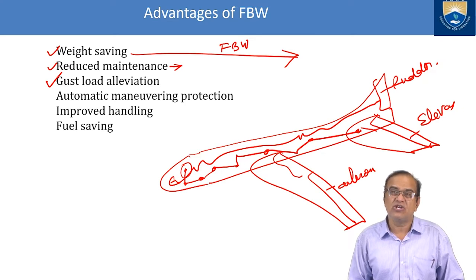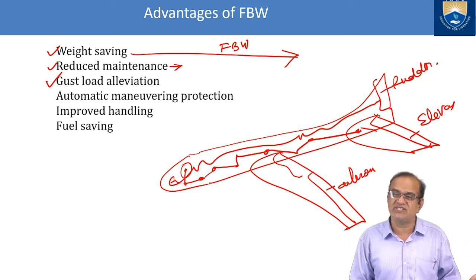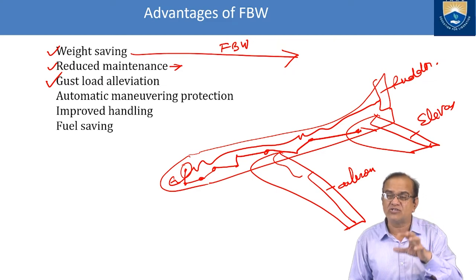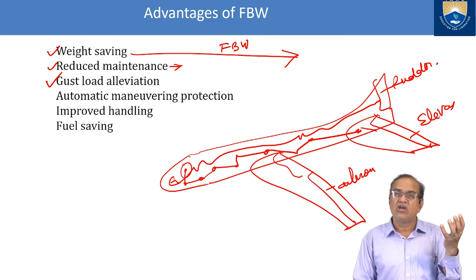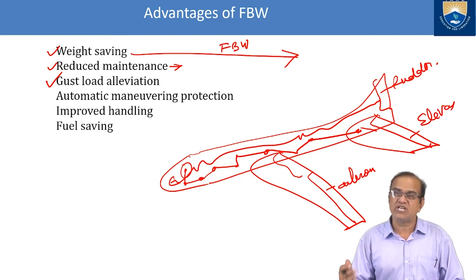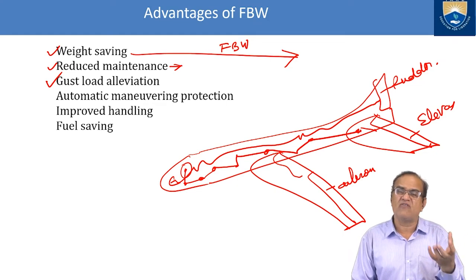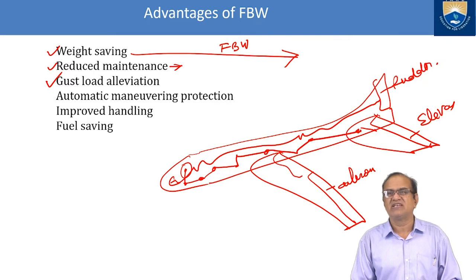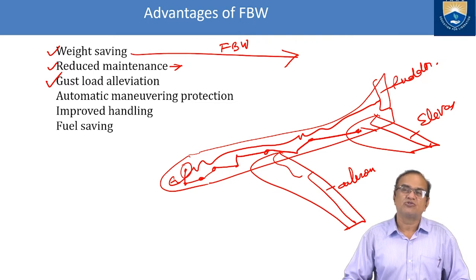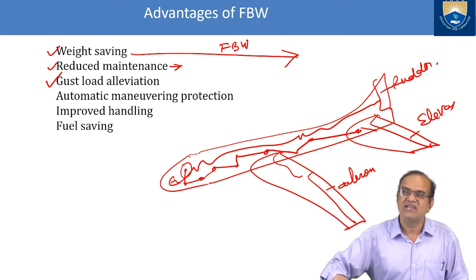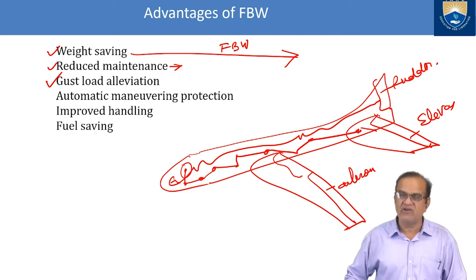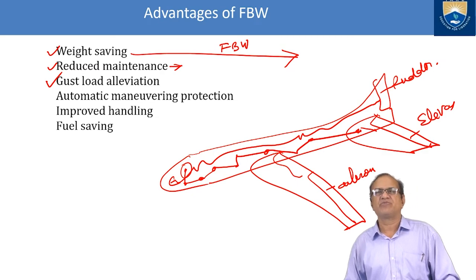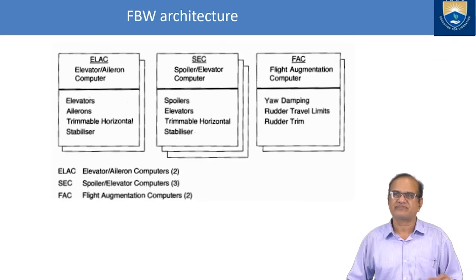Fuel saving: as you know, the weight is reduced, the size of the engine is reduced, and the thrust is also reduced. So fuel saving will be there. And if you save the fuel, the cost of flight, or the cost per passenger, the tickets will also be reduced. So more passengers will come and the airline will also get a sufficient amount of benefit by using the fly-by-wire system.